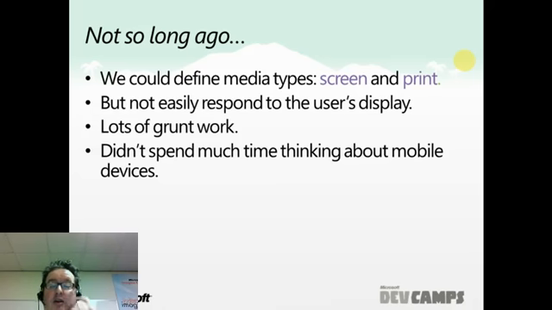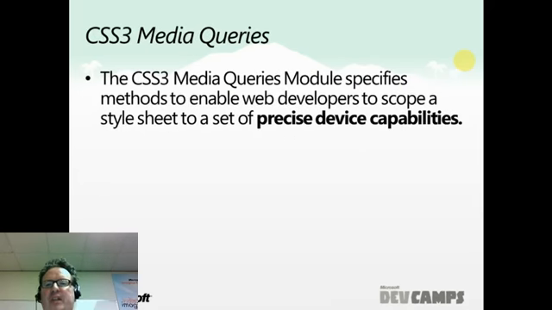And then, honestly, around this time, we didn't think about mobile devices that much, because we kind of would laugh, why would someone want to browse the web on a mobile device? Little did we know back then. So what happened was that the W3C and a good group of people came together and specified this CSS3 media queries module, which basically did what it says here.